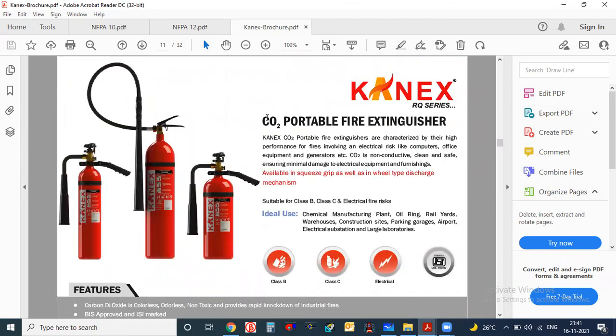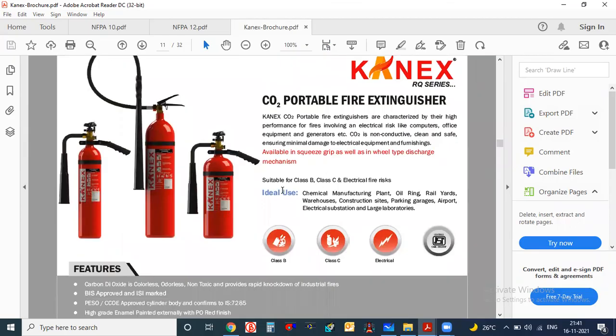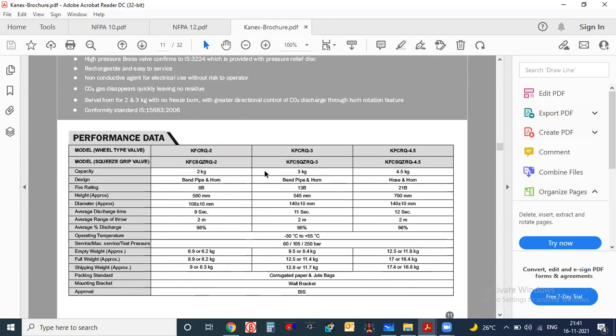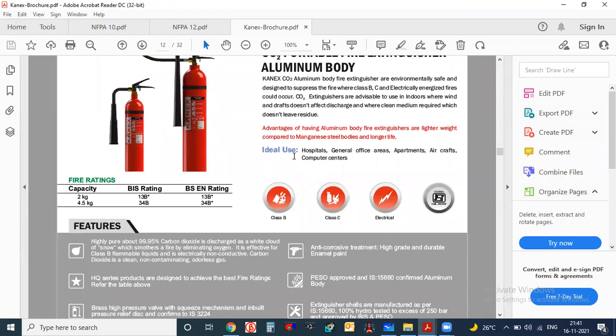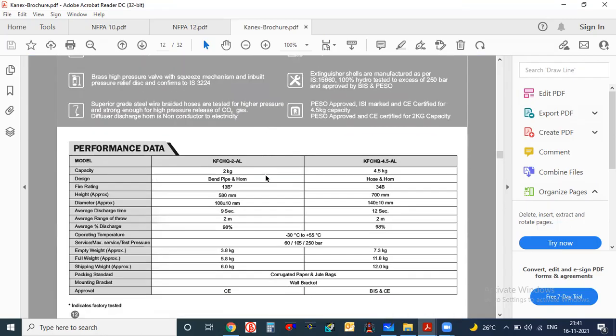CO2 portable, if you want to check for carbon dioxide. Here they have given the ideal uses: chemical manufacturing, oil rigs, rail yards, and it can be used for class B, class C and electrical. And here you can see the specification. The capacities available are 2, 3 and 4.5. CO2 portable with aluminum body can be used in hospitals, general offices, computer centers, aircraft, etc.